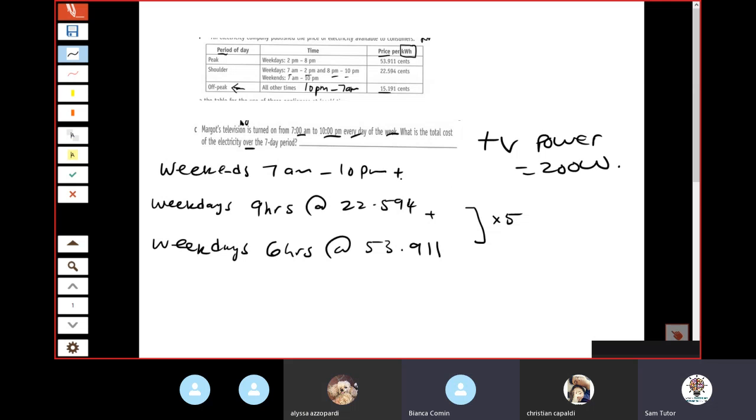Okay, so for weekends, the math is going to be like this. 200 watts times 15 hours divided by 1,000. Now you've got it in terms of kilowatt hours. And then that's per day. You're going to times that whole number by 2. Now you've got it for 2 days. And then to find the cost, you're going to times it by 22.594.